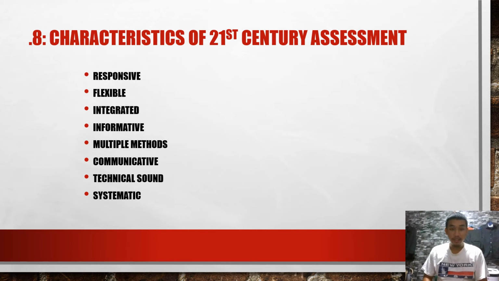And lastly is the systematic. The systematic characteristic of a 21st century assessment is a part of a comprehensive and well-aligned assessment system that is balanced and inclusive of all students, constituents, and stakeholders, which are designed to support improvement at all levels. So this includes all types of students, whether with disability or not. Systematic characteristics are needed to support improvement of all year levels of all students regardless of the needs of the learners.